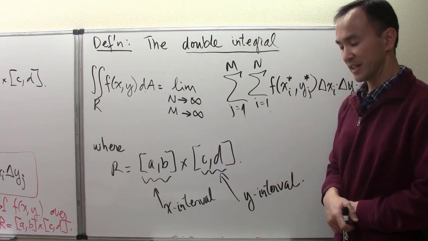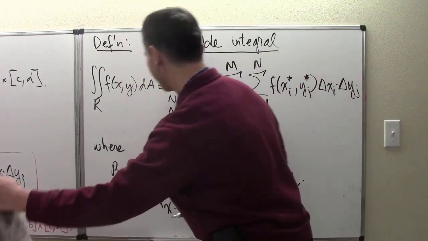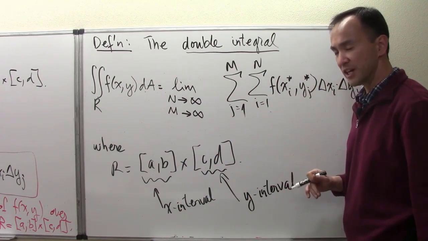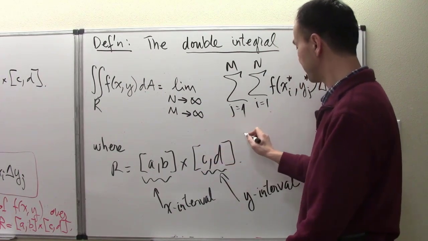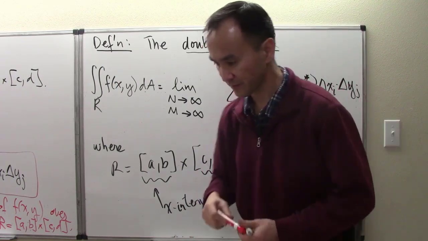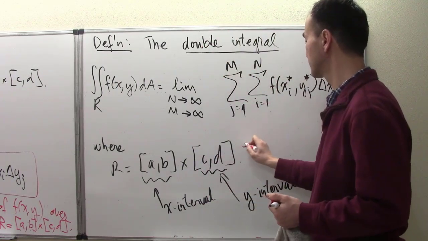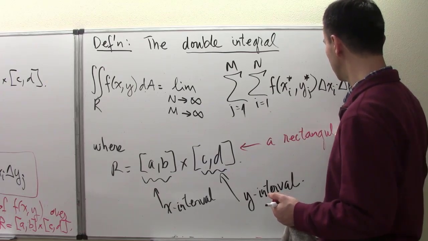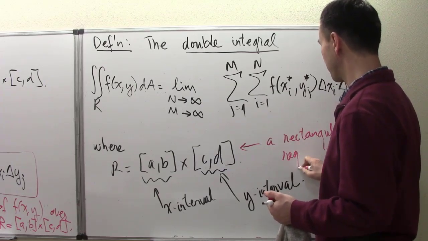And so that's how we define the double integral. A double integral over a rectangular region. This is a rectangular region. All right.